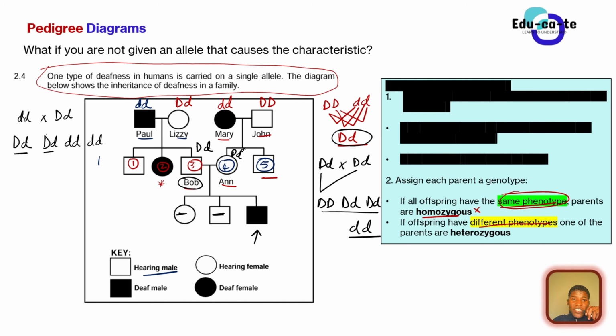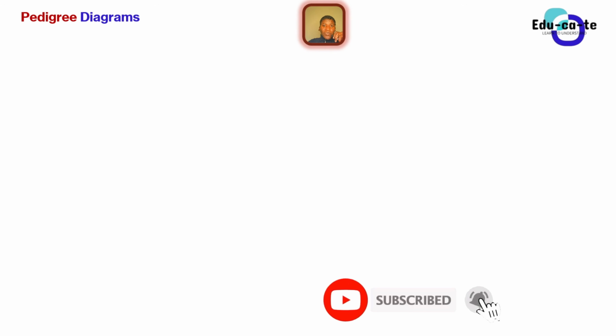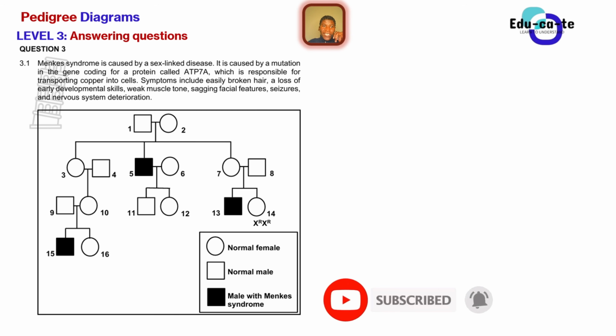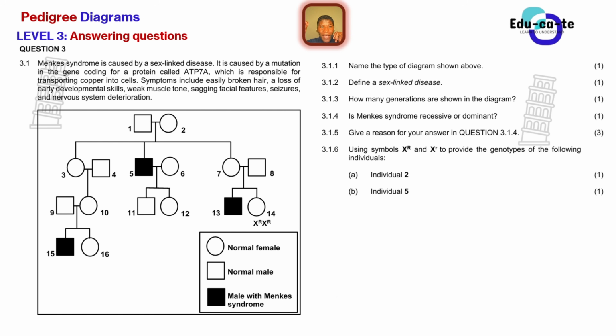So level 3 would just be answering a question. So go ahead and try out this question that I've extracted from a question paper that says Menkes syndrome is caused by a sex-linked disease, and that statement. Just read it and try to answer it on your own.